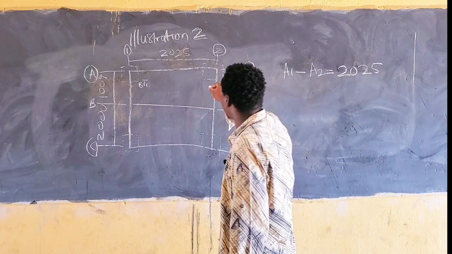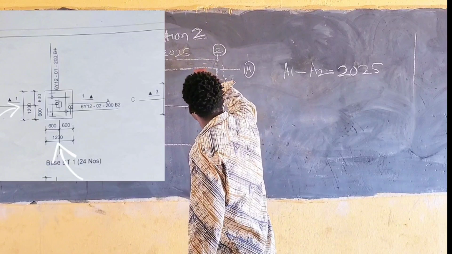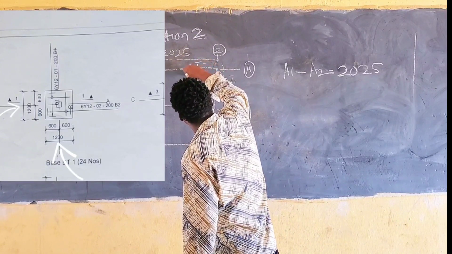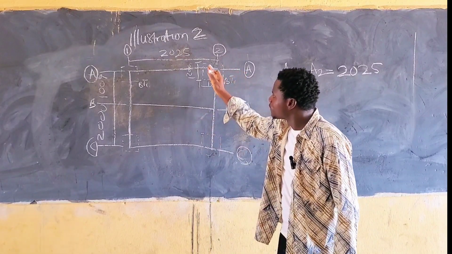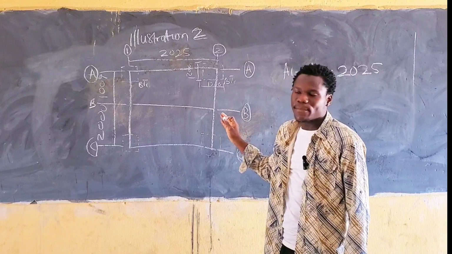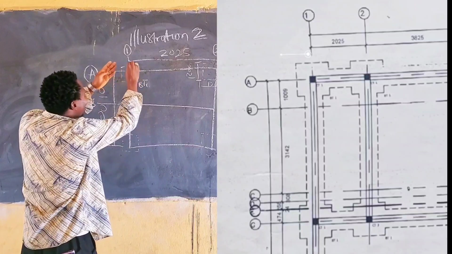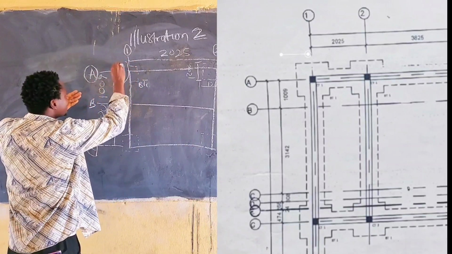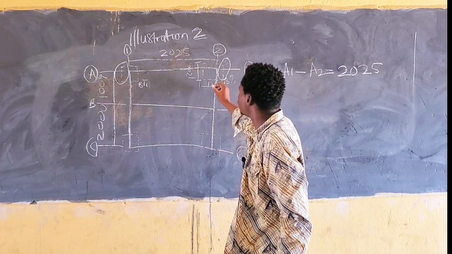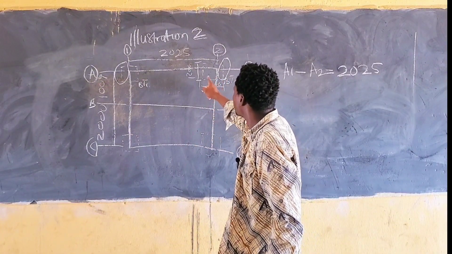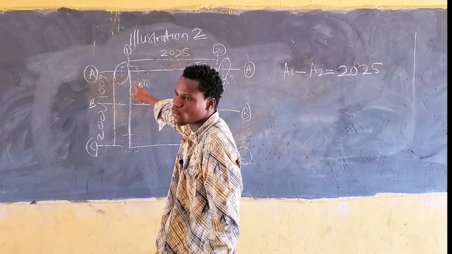So let's say this base type, the dimension is 1200 by 1200. So what portion of our column base falls on our dimension from this A1 to A2? If you notice, only half, this half doesn't fall in our dimension, and this half doesn't fall in our dimension. So what we will do, we will deduct half of base type 1 from this side and half of base type 1 from this side.